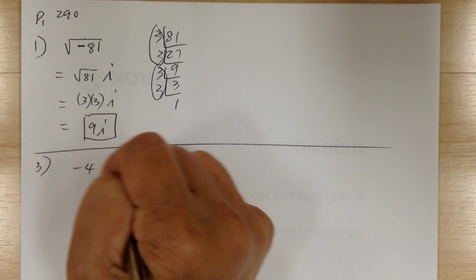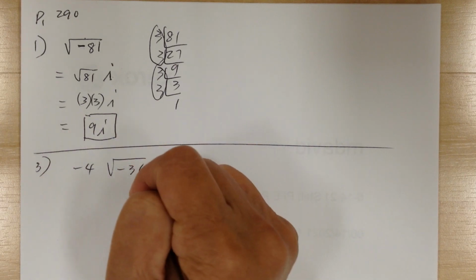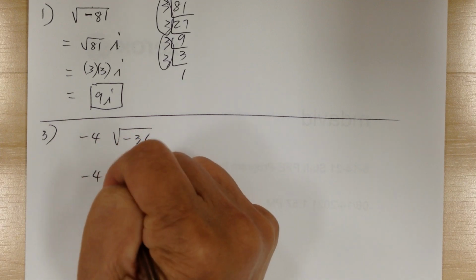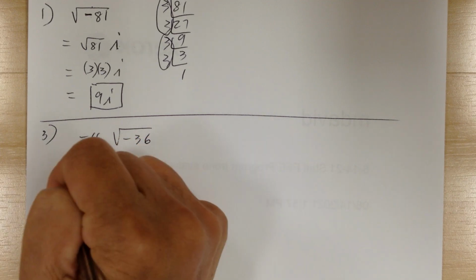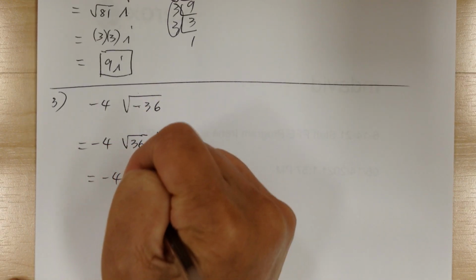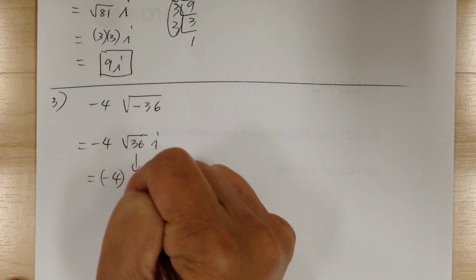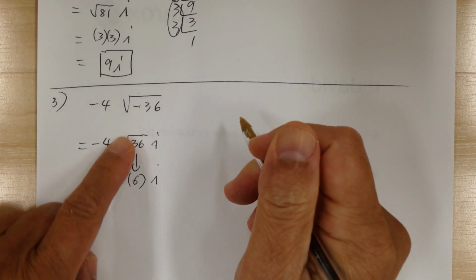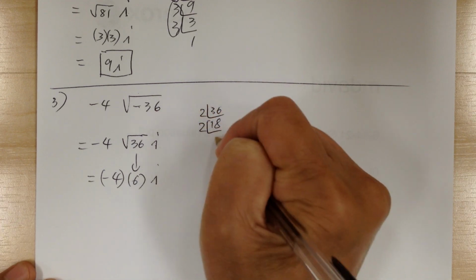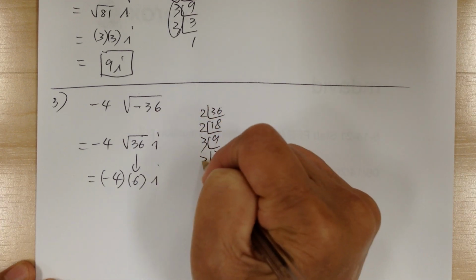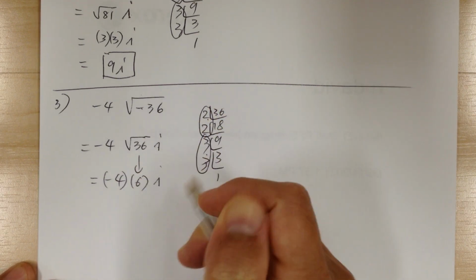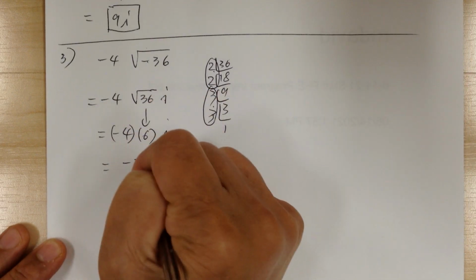Okay, so you got negative 4 square root of negative 36. Okay, so leave this alone. Okay, so this would be square root of 36i. Right? Again, as soon as you see a negative inside the square root, that's an i, and this becomes negative 4. Okay, and this will give you a 6i. Right? Again, if you don't see that, go to the side. Okay, 2, 18, 2, 9, 3, 3, 3, 1. Right? So this will give you a 2, this will give you a 3. So 2 times 3 gives you 6. And this will give you a negative 24i.